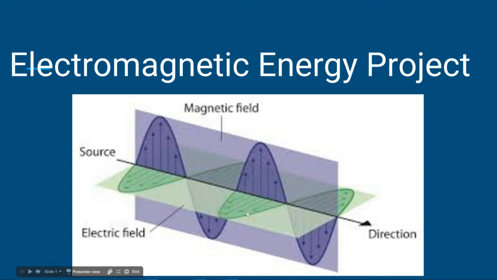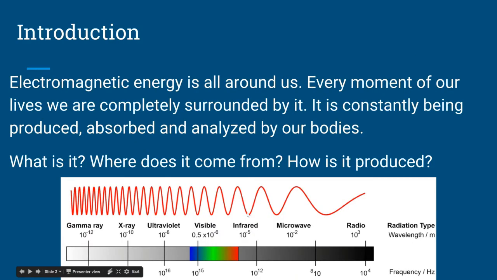We are going to be doing a project on electromagnetic energy. Here's a picture of an electromagnetic wave. Electromagnetic energy is all around us. Every moment of our lives, we are completely surrounded by it. It's being produced, absorbed, analyzed by our bodies. It's flying through space. It's flying through everything, right? It's everywhere. So what is it? Where does it come from? How is it produced? These are some of the questions that you are going to be answering in a group project.